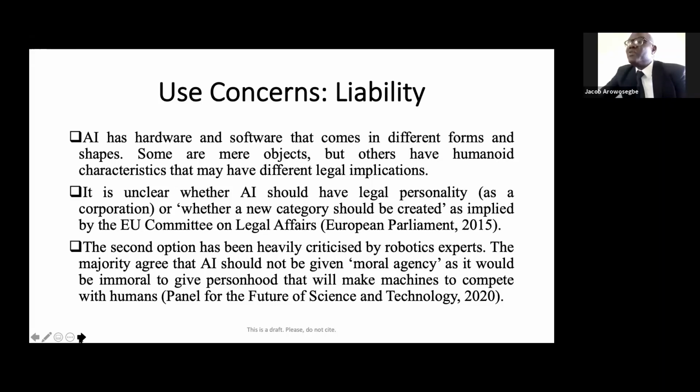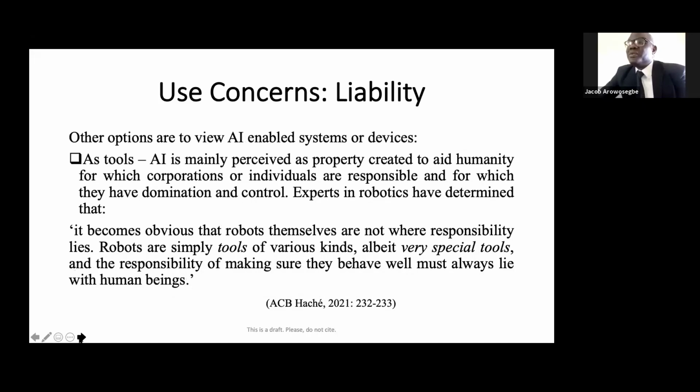Other options are to view AI-enabled systems or devices as tools. AI is mainly perceived as property created to aid humanity, for which corporations or individuals are responsible, and for which they have domination and control. Experts in robotics have determined that robots themselves are not where responsibility lies. Robots are simply tools of various kinds, although very special tools, and the responsibility of making sure they behave well must always lie with human beings.